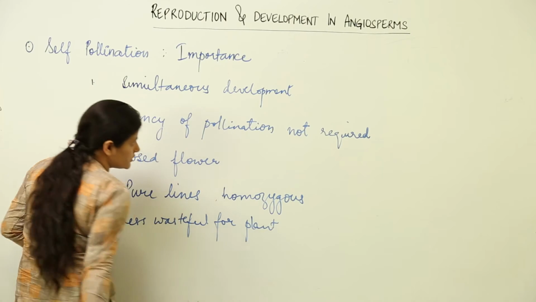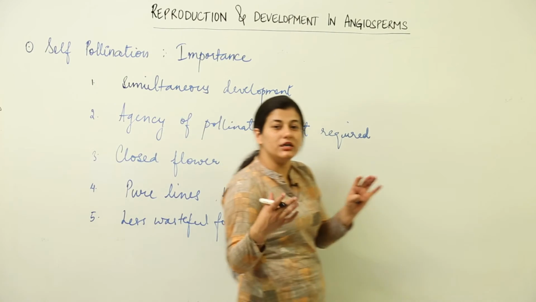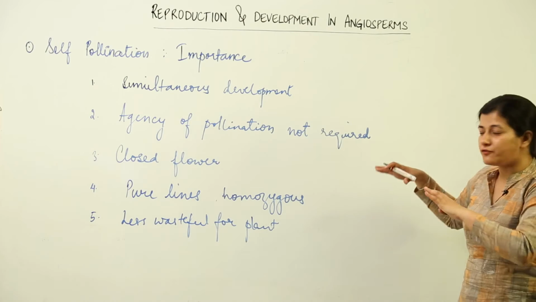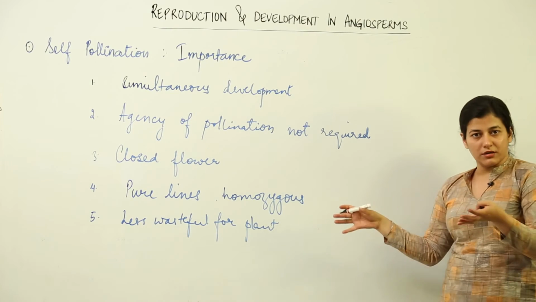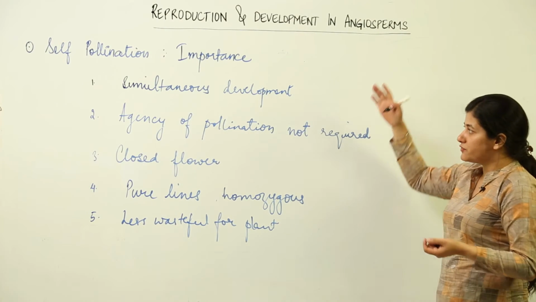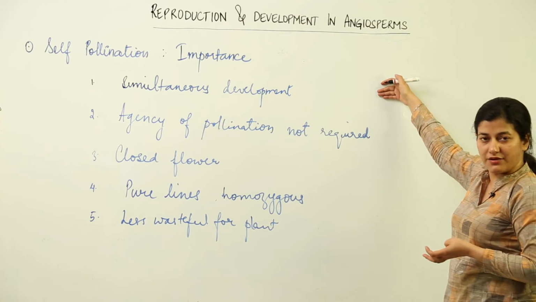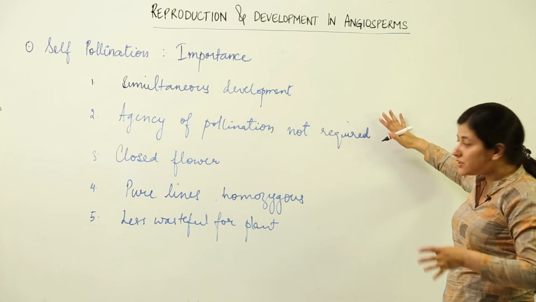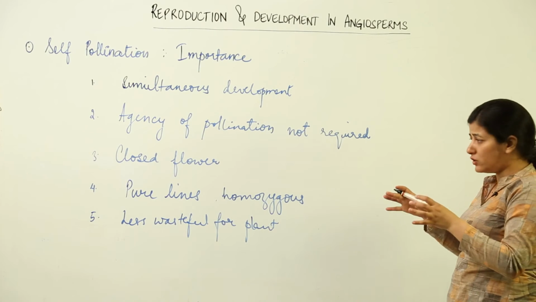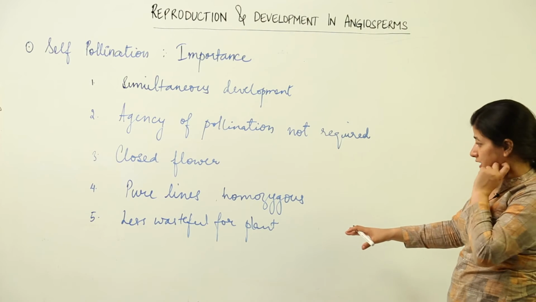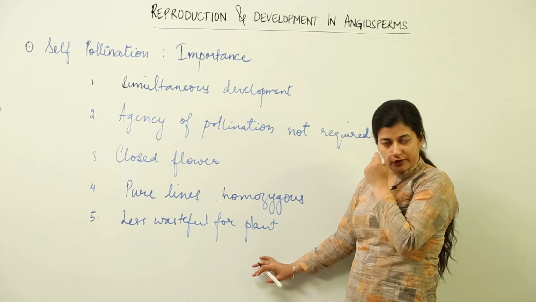Why would it be less wasteful? Because the waste that could be incurred by the flower during the process of pollination is restricted. Firstly, there is simultaneous development of male and female parts, then the pollinator is not required, it can occur within the closed flowers, pure lines would be obtained, and it would be less wasteful for the plant.